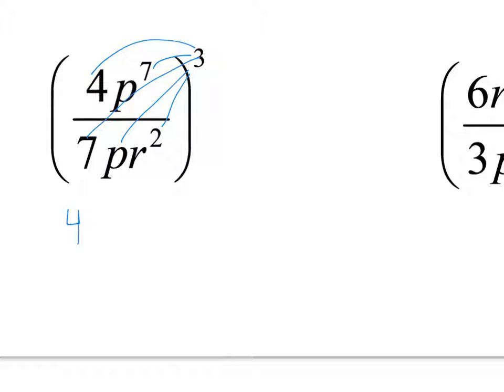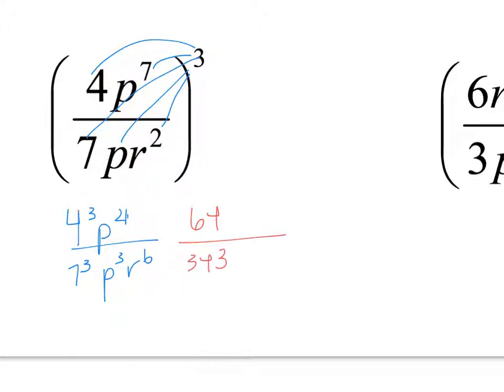When I do that, I get 4 cubed p to the 21st all over 7 cubed p to the third r to the 6th. And now when I simplify, 4 cubed is 64 over 7 cubed is 343. And then if I simplify my variable p, if I take 3 away, I'm left with 18. So p to the 18th. And then r to the 6th in the denominator. And I'm not able to simplify anything else with my fraction 64 over 343. So that would be my final answer.